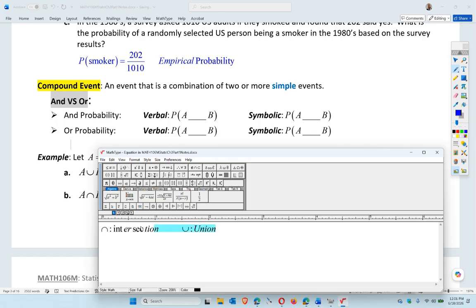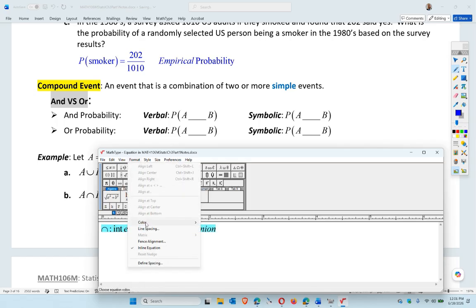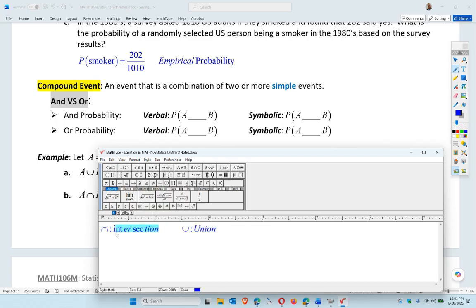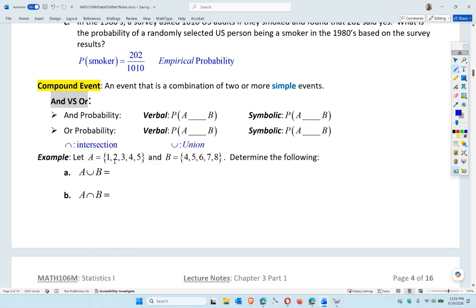Okay, let's make those blue. Format, color, blue. And we'll style that as text. Okay, perfect. Okay, so you can think of it this way, essentially.